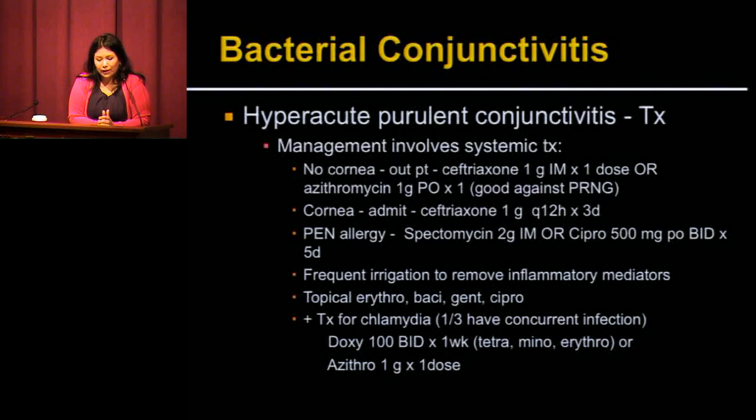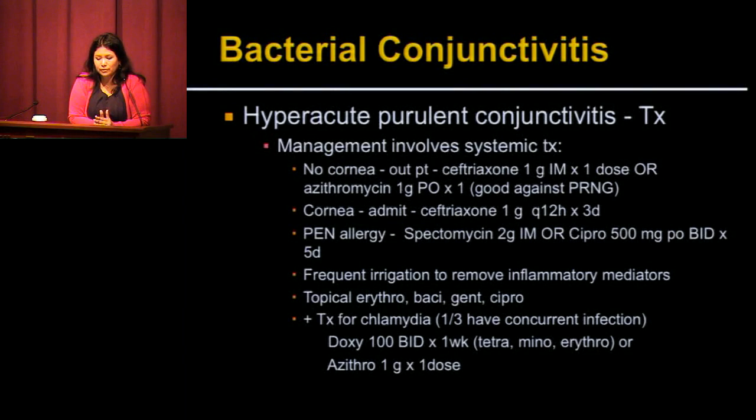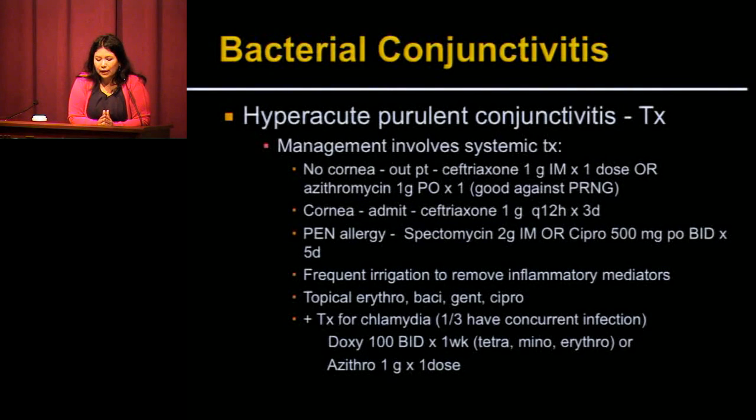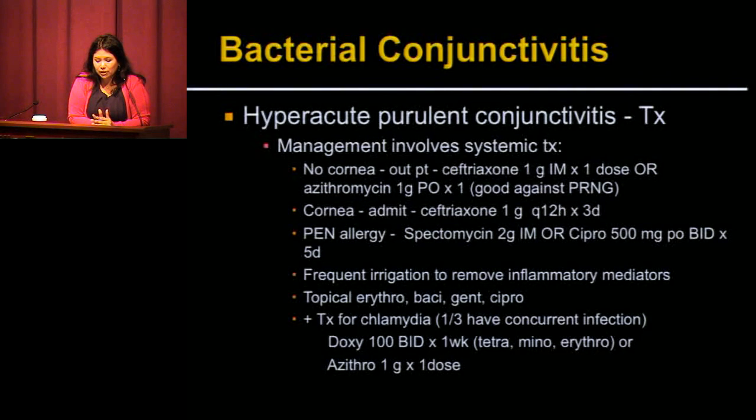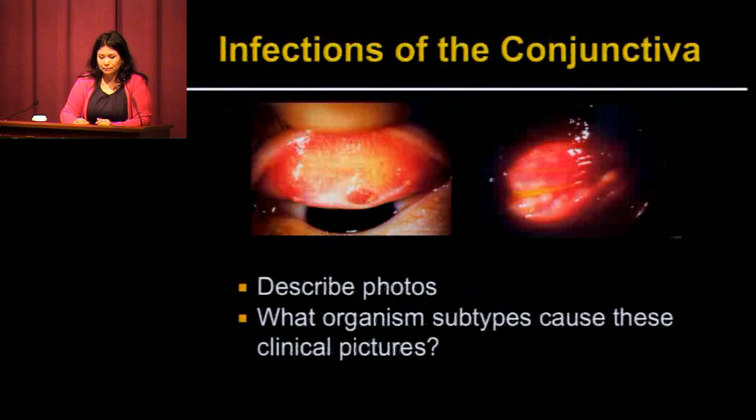If the cornea is involved, because of rapid progression to corneal perforation, you want to admit these patients. You want to start them on ceftriaxone 1 gram every 12 hours for 3 days. If any of them have a penicillin allergy, spectinomycin or Cipro can help. And if they're in the hospital, you want to frequently irrigate to remove any of the inflammatory mediators, and treat with topical antibacterial ointments. Again, treat for chlamydia because a third of them have a concurrent infection, and you would do either doxycycline or azithromycin. All right, speaking of chlamydia.